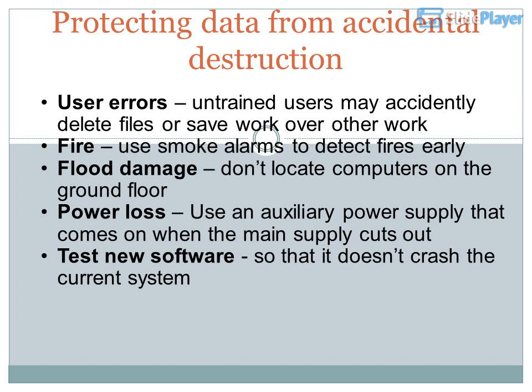Protecting data from accidental destruction. User errors: untrained users may accidentally delete files or save work over other work. Fire: use smoke alarms to detect fires early. Flood damage: don't locate computers on the ground floor. Power loss: use an auxiliary power supply that comes on when the main supply cuts out. Test new software, so that it doesn't crash the current system.